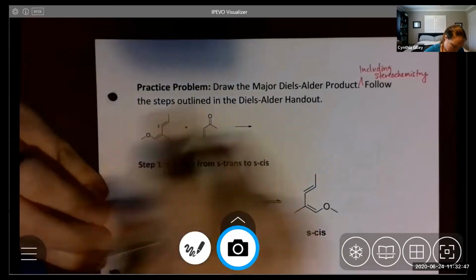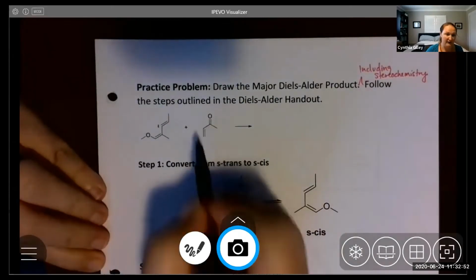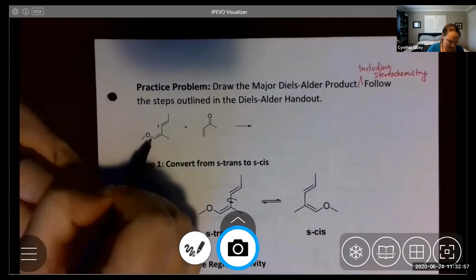Okay, so we have, this is our diene, right? This is our dienophile. How do we know that? This one has the electron withdrawing group, right? And this one has an electron donating group.